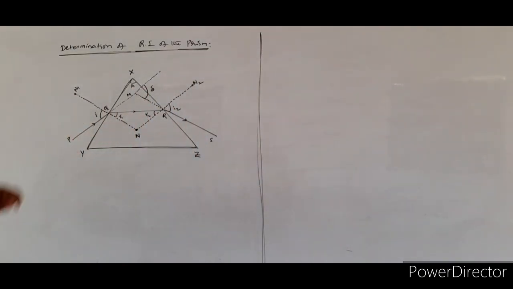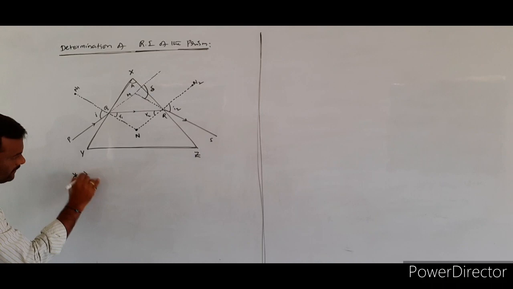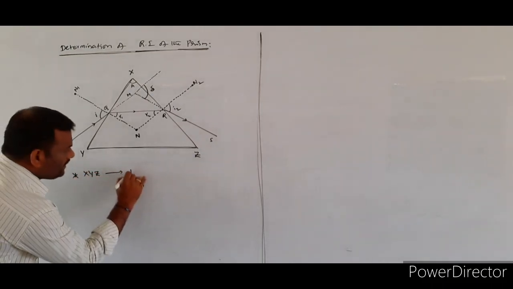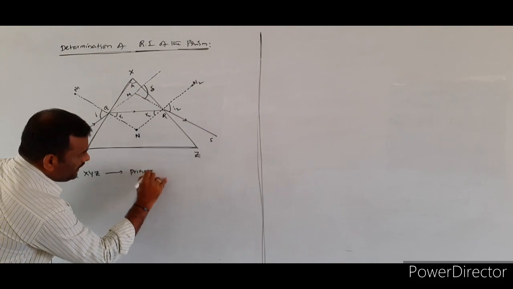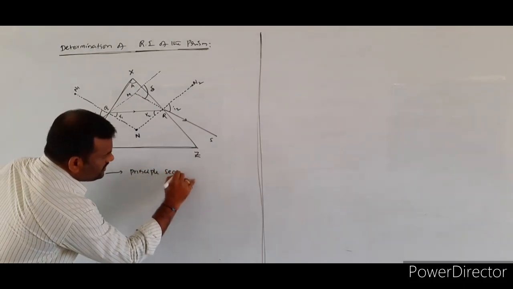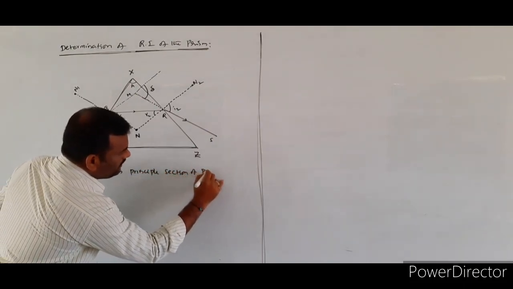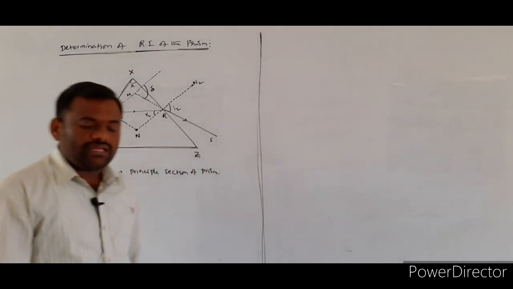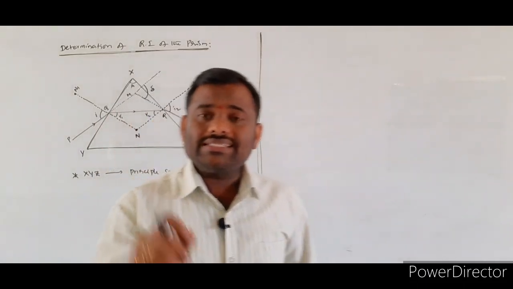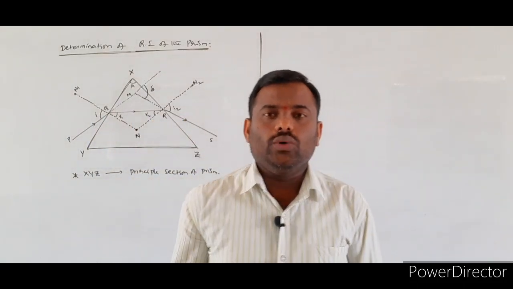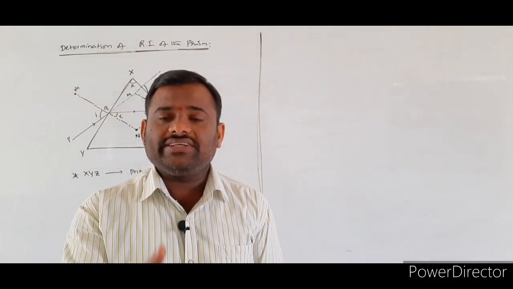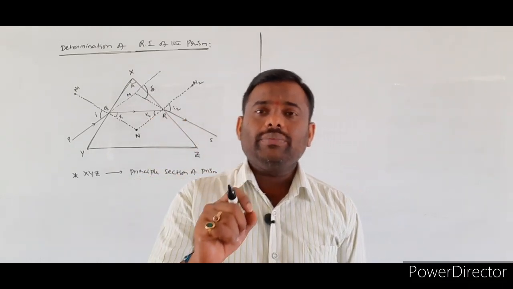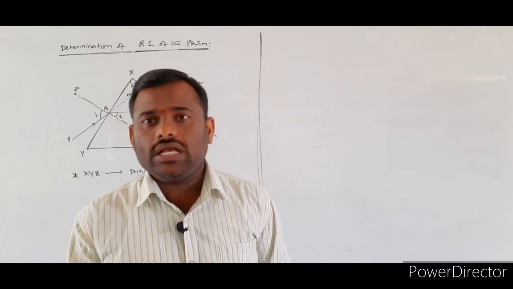See here, XYZ will be indicating what? The XYZ will be indicating the principal section of the given prism. Next, whenever you consider any one of the prism, already I told, it is having the 2 refracting surfaces. It is having what? 2 refracting surfaces and the angle between the 2 given refracting surfaces is equal to what?